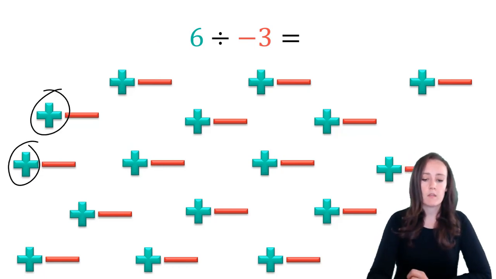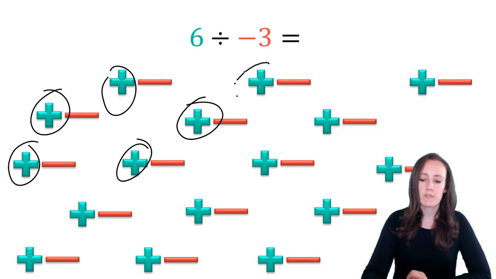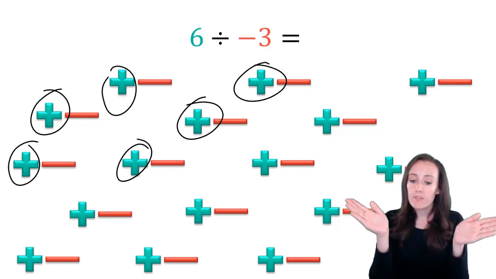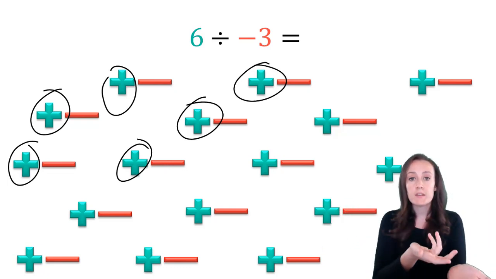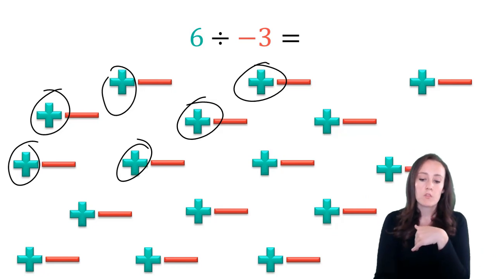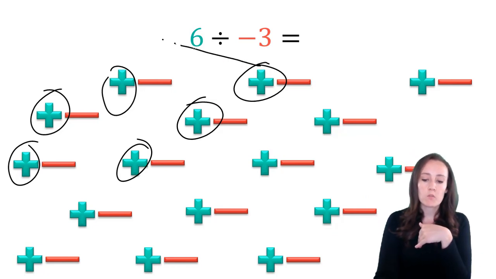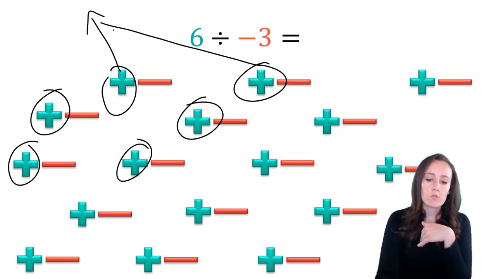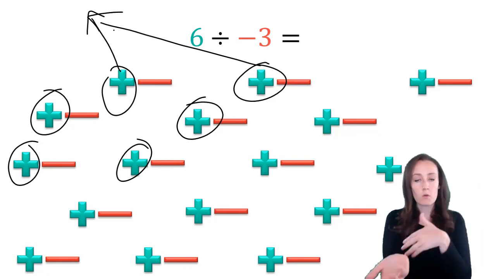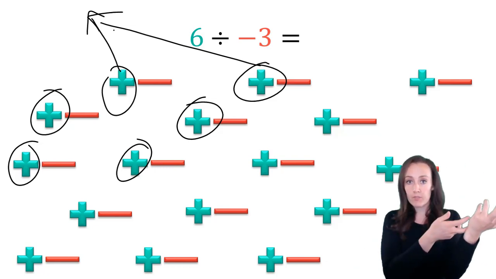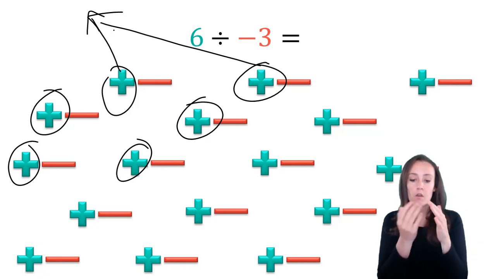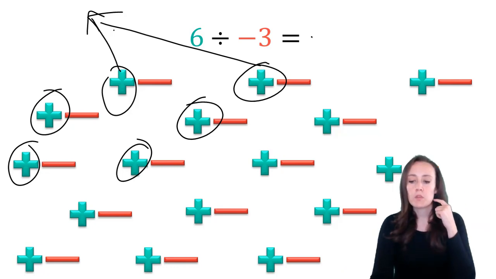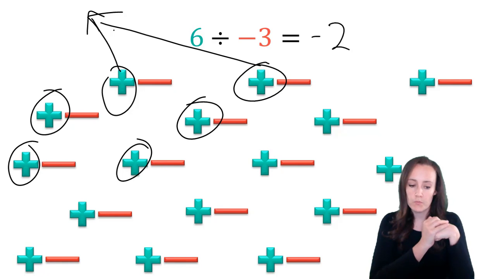If you have 6 divided by -3, that means that you're going to have 6 positives. So like these 6 positives. And then you're going to divide them into 3 groups, but you're only going to take out one of the groups. So if you split those into 3 groups, that's going to equal 2. And those 2 are going to leave or be taken out because it's a -3 groups that you're dividing it into. So you take out one of those groups and you end up with a -2.